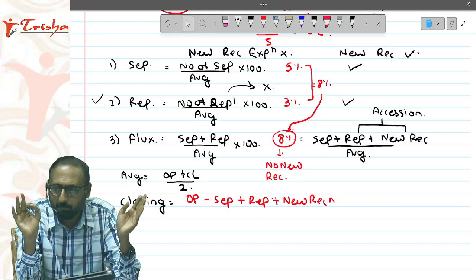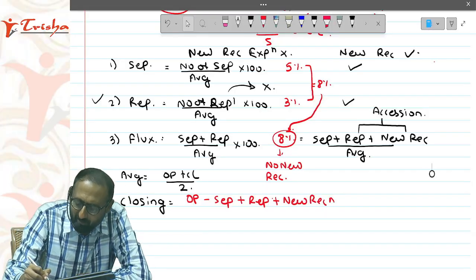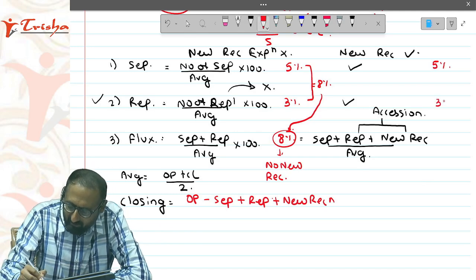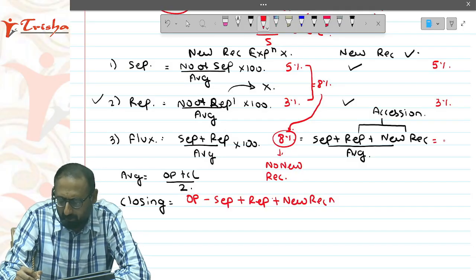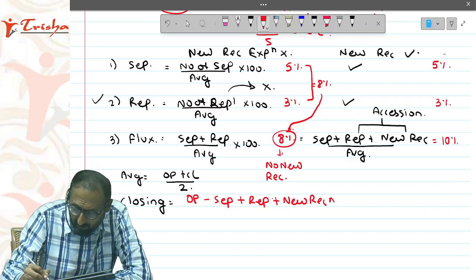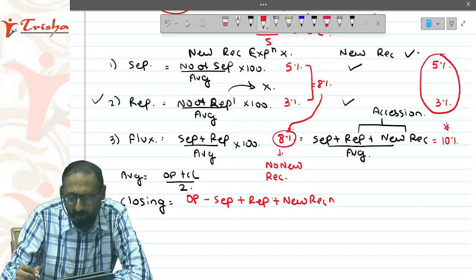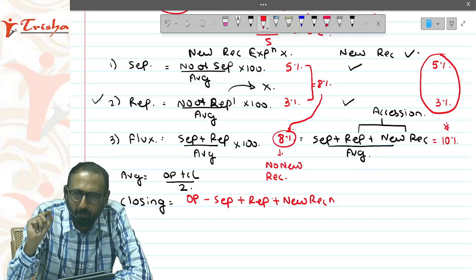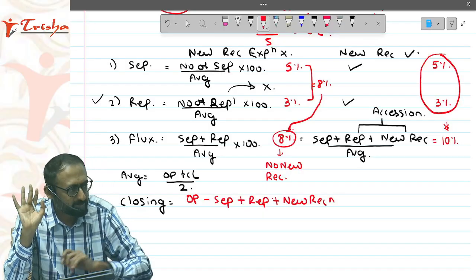You'll have to remember this. But let's see another scenario. Sir, the number of workers separated is 5%, the number of workers replaced is 3%. But Sirji, under the flux method, the percentage given in the question is 10%. Now you can check that 5 plus 3 is equal to 8, and 8 is not equal to 10, which means in this question there will be new recruitment for expansion. Correct, guys? You'll have to remember this.